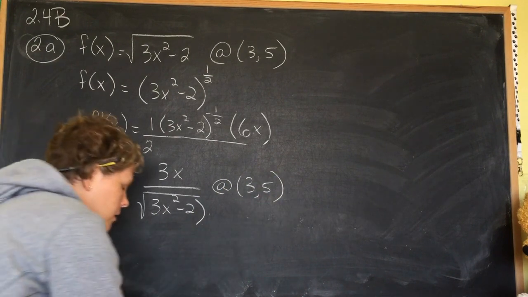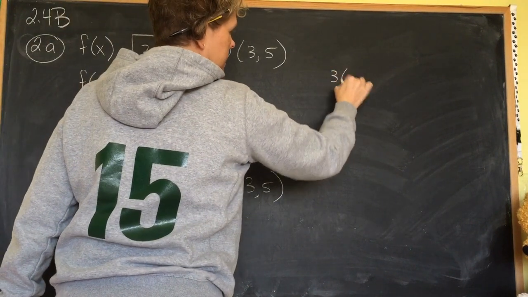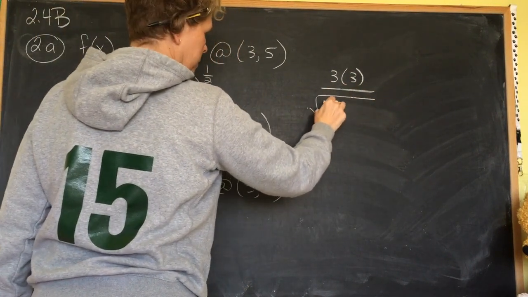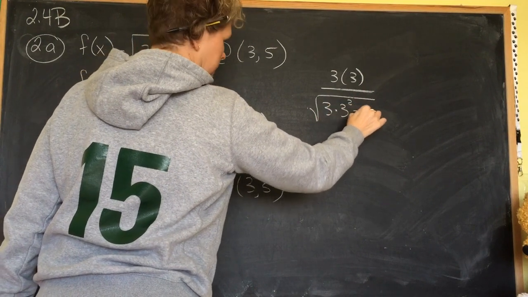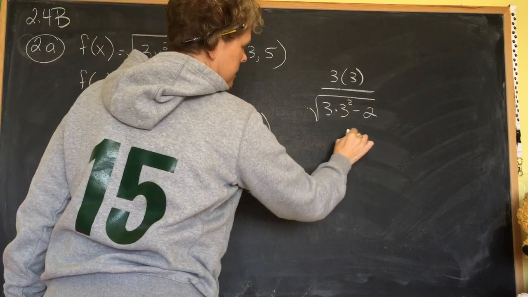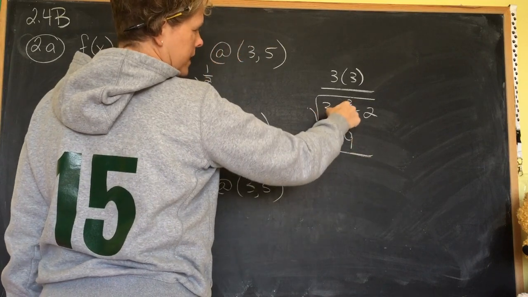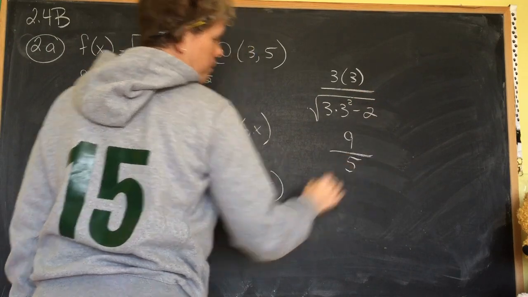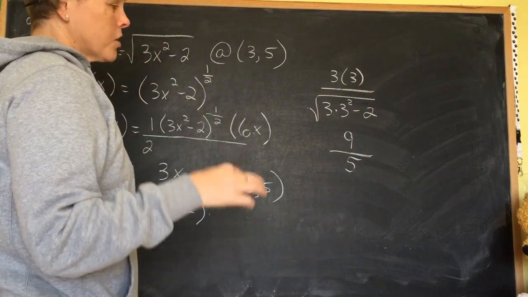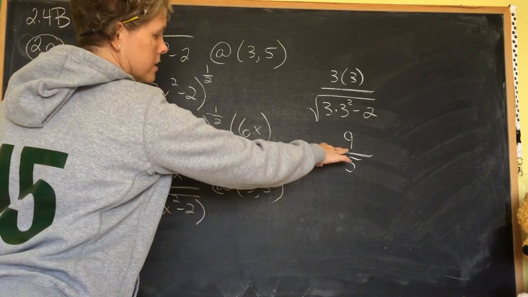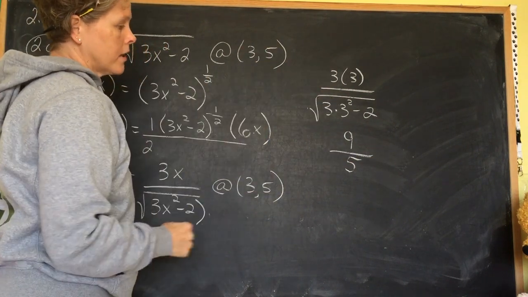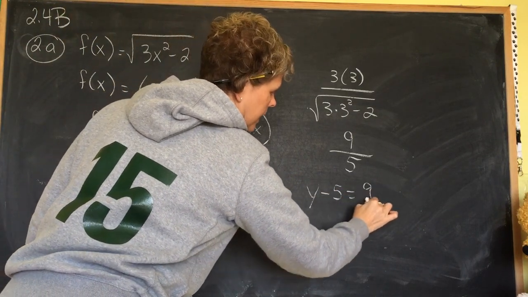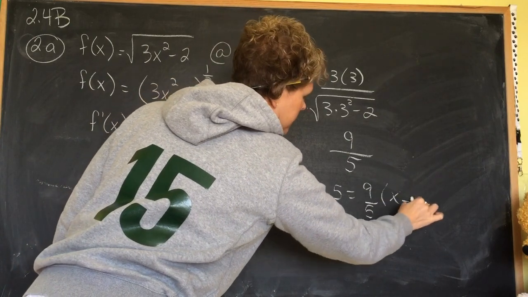(3, 5). So if I plug 3 in there, I get 3 times 3 over the square root of 3 times 3 squared minus 2. So that gets me 9 over the square root of 27 minus 2, which is 25. The square root of 25 is 5. So my slope is 9/5, which is fine. We don't have to make it any harder than we have to. There's my slope. There's my point. Let's write the equation of the tangent line. So I'm going to have y minus 5 is equal to 9/5 times (x minus 3).